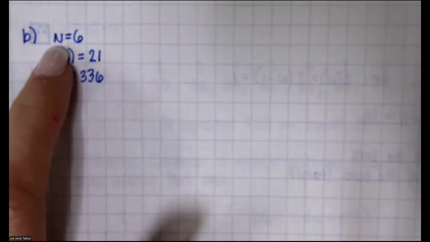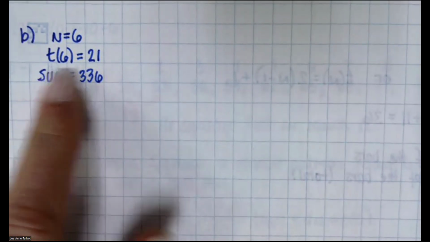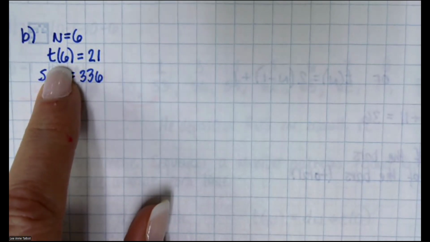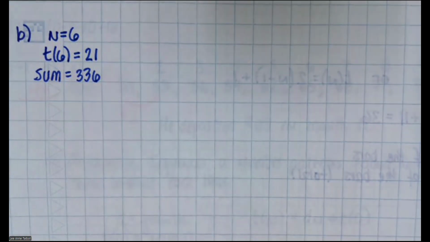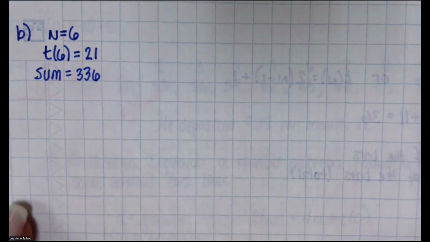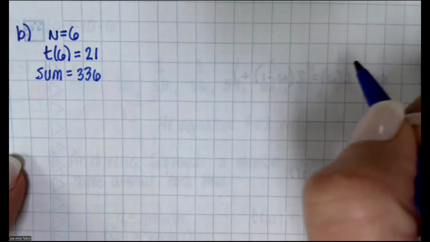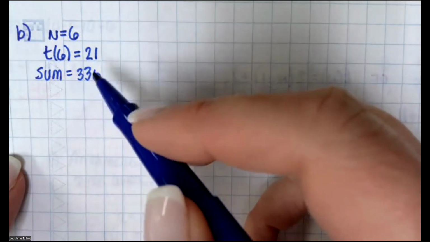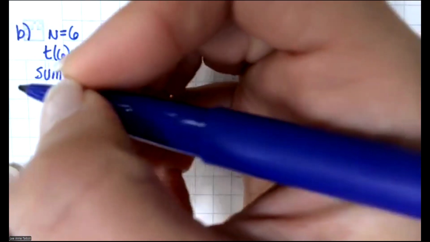Okay, so it said there are 6 terms, so I wrote n equals 6. It said the last and smallest one is 21. I knew that it was in spot 6. And then the sum is 336. Okay, let's see what we can do. So we know we have 6 spots. We know that the last one's 21. We know it adds up to this. I'm going to start with the sum formula and see where I get.